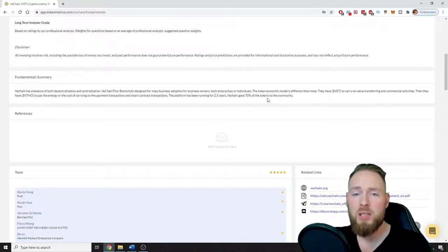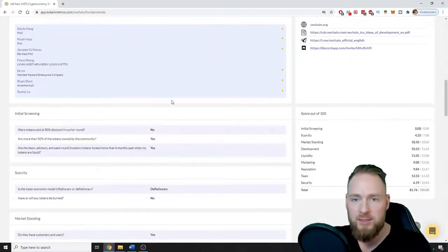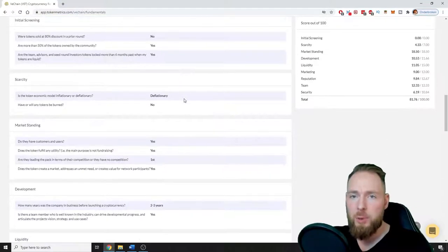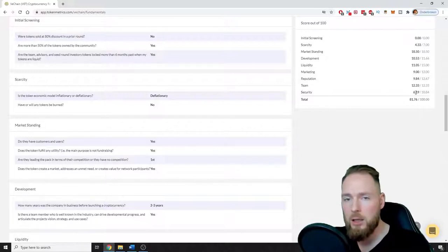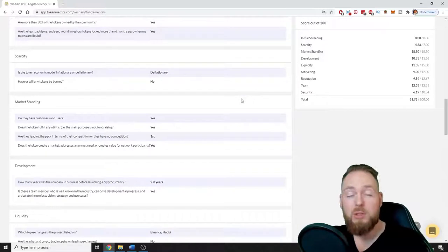VeChain gave 70% of the tokens to the community. This is the team, which is important. Is a score out of 100. Scarcity? Not really. Market standing, perfect. Development, very, very good. Liquidity, good. Marketing, good. Reputation, great. Team, awesome. Security can be improved. I'm gonna scroll so you can see everything, but I'm not gonna read everything.